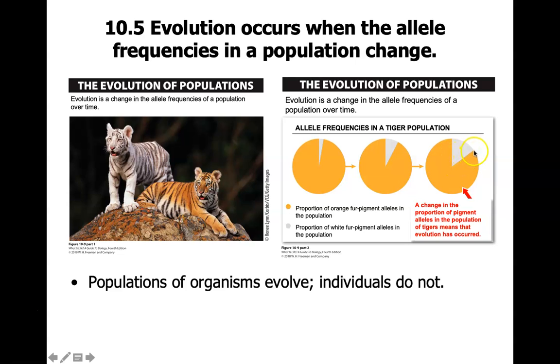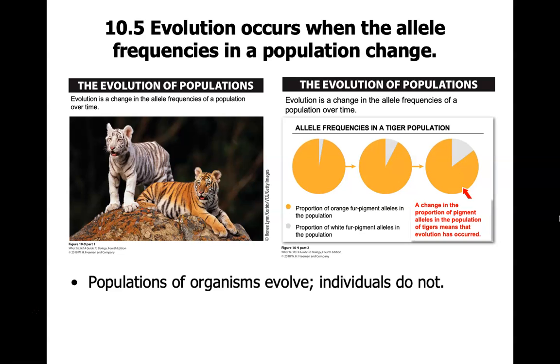Now let's say that you continue your breeding program and you increase that white frequency of the allele. You have caused, over a couple of generations, evolution in that population. You have changed the number of white alleles, you've increased them in comparison with the orange alleles, and you have caused a genetic change in that population.